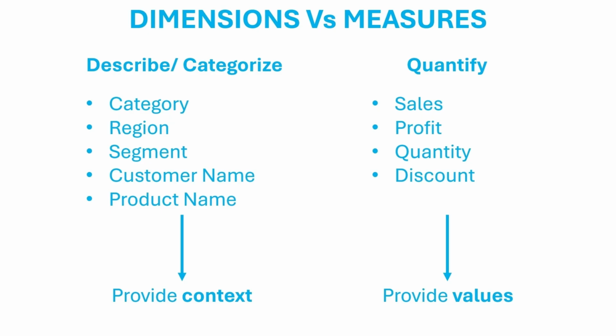Think of it this way: a dimension tells us how we want to describe or organize the data, whereas a measure tells us what numerical value we want to analyze.